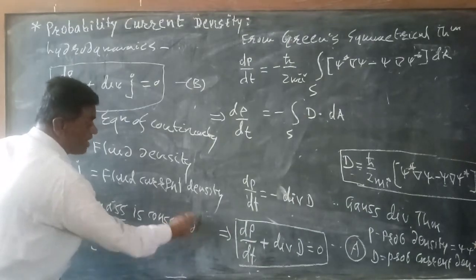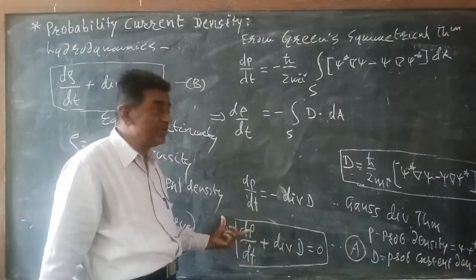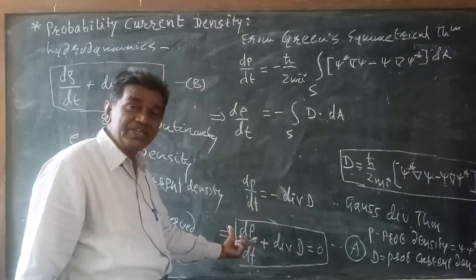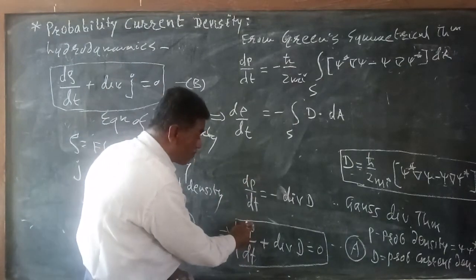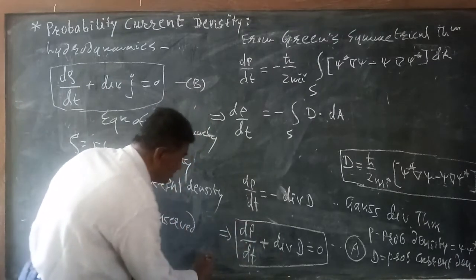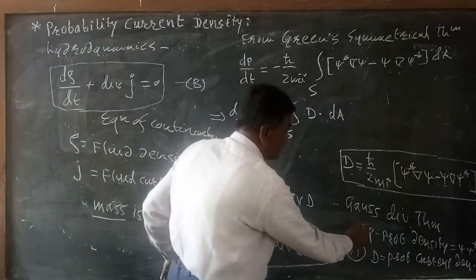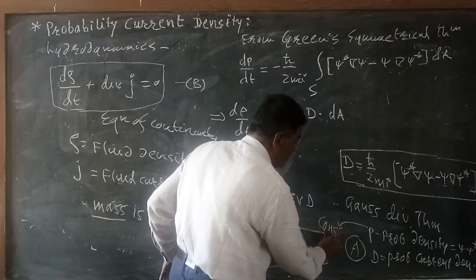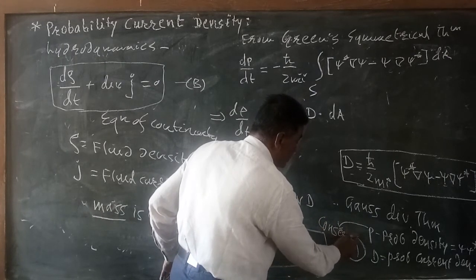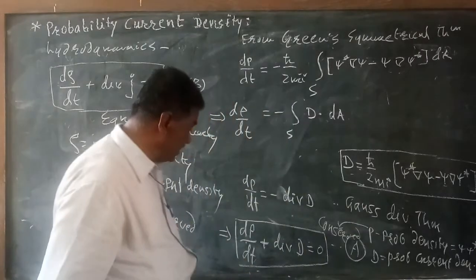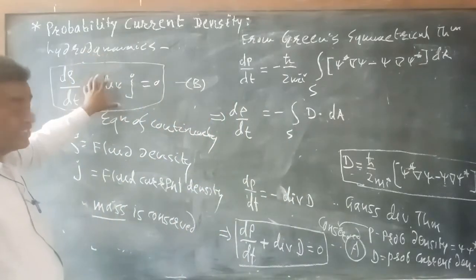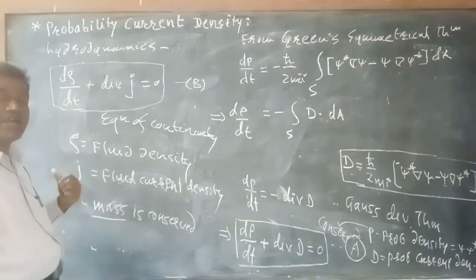In case of quantum mechanics, this is the equation of continuity, and in this equation the probability is conserved. P, the probability density, is what is conserved in quantum mechanics. In the case of hydrodynamics, this is the equation of continuity in which mass is conserved.